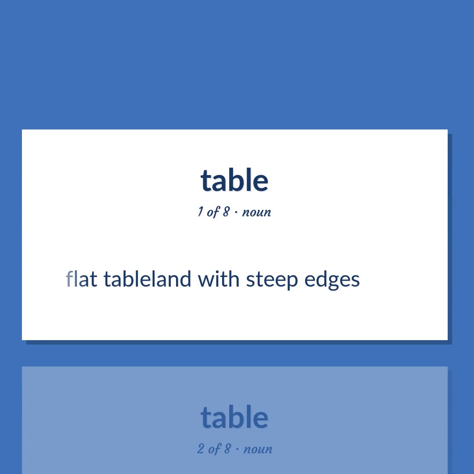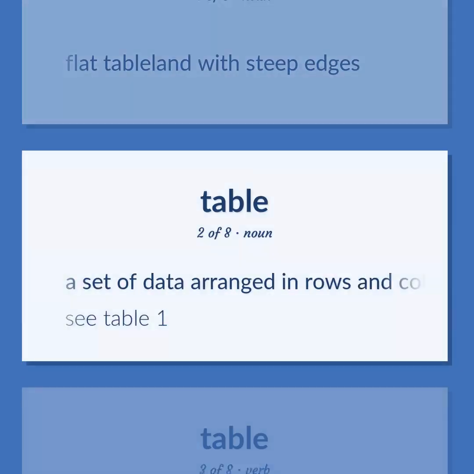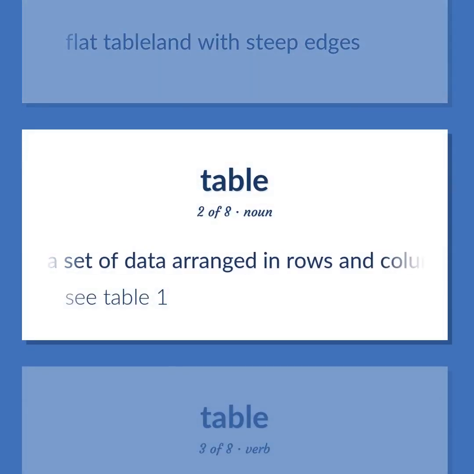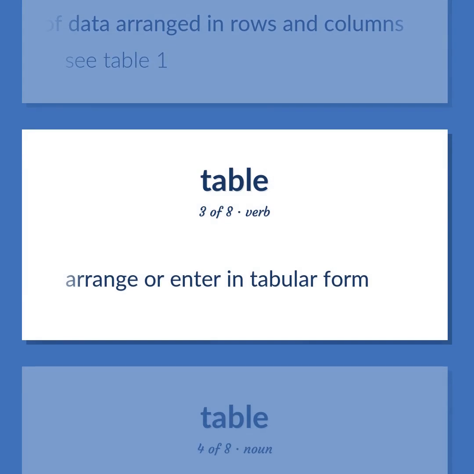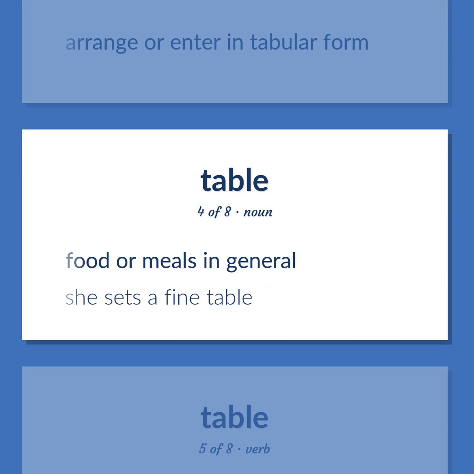Flat tableland with steep edges. A set of data arranged in rows and columns. See Table 1. Arrange or enter in tabular form. Food or meals in general. She sets a fine table.